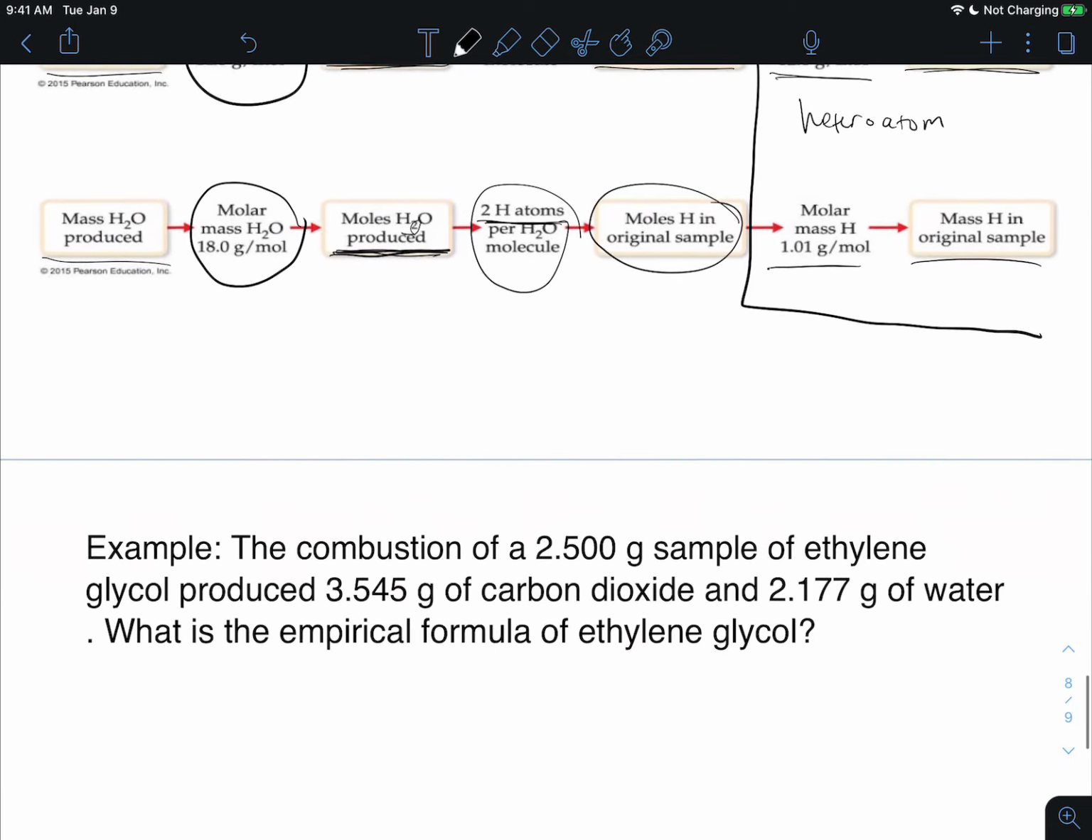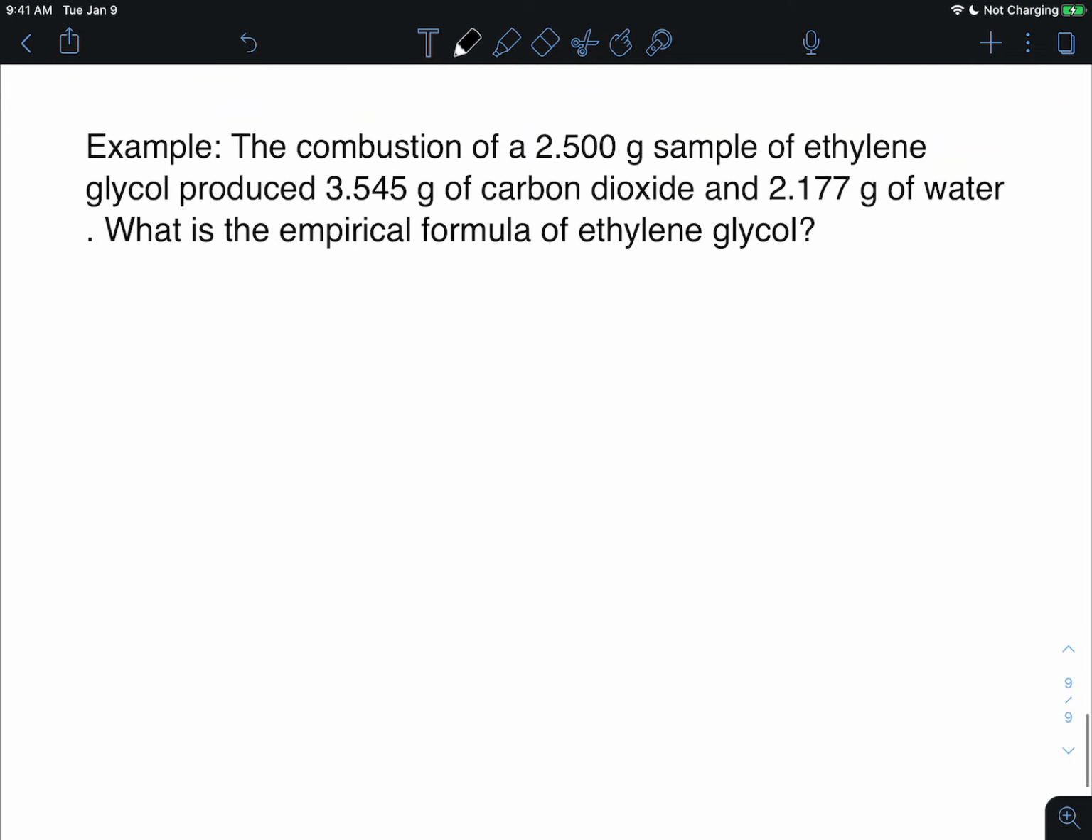Okay, so let's try it out. We've got the combustion of 25.00 grams of ethylene glycol, and this produces 3.545 grams of carbon dioxide and 2.177 grams of water. We want to know what our empirical formula of ethylene glycol is.